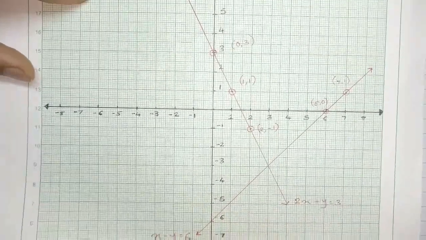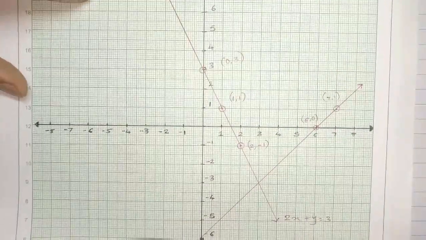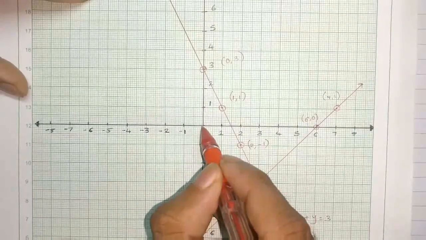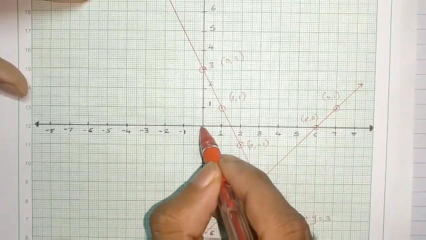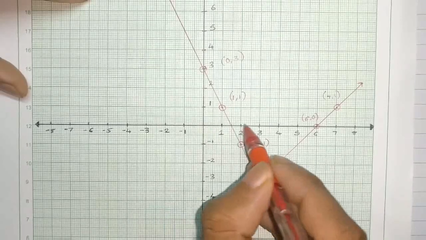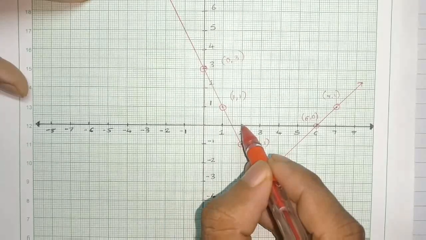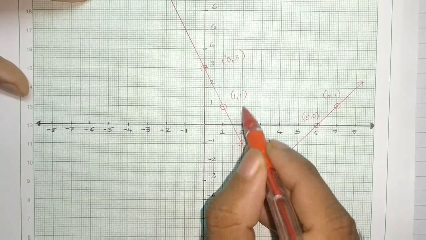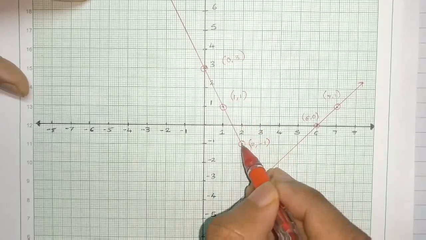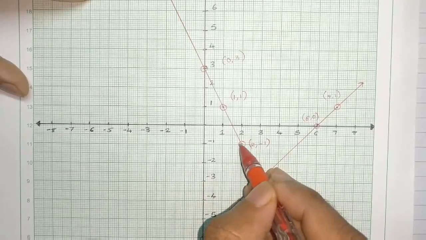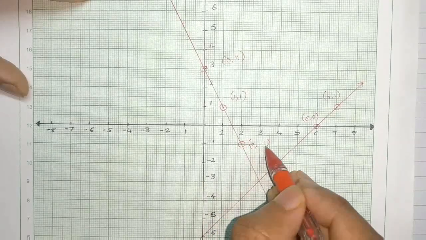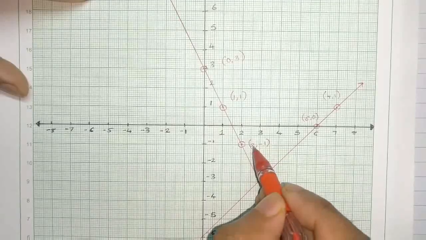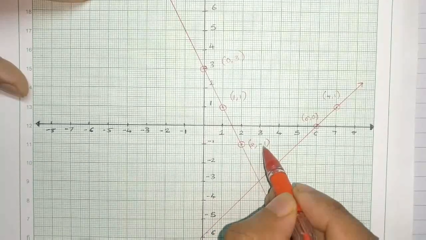After that, the next point is 2, minus 1. Pencil in the center. I will search for positive 2, which is over here. And from that, up and down, I will search for negative 1. Up is positive, down is negative. So negative 1 is over here. I will circle and write 2, minus 1. Always remember, x value comes first, then the y value.